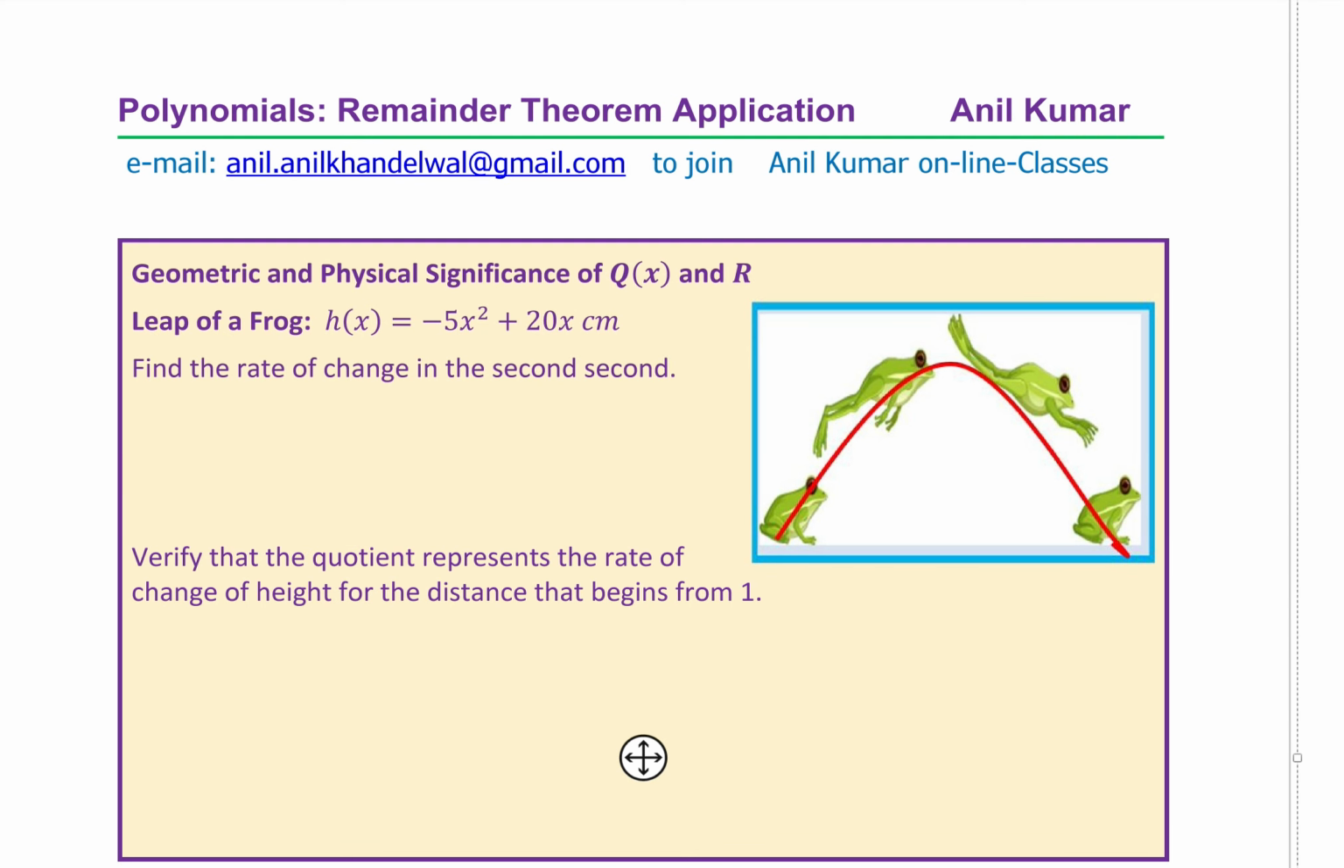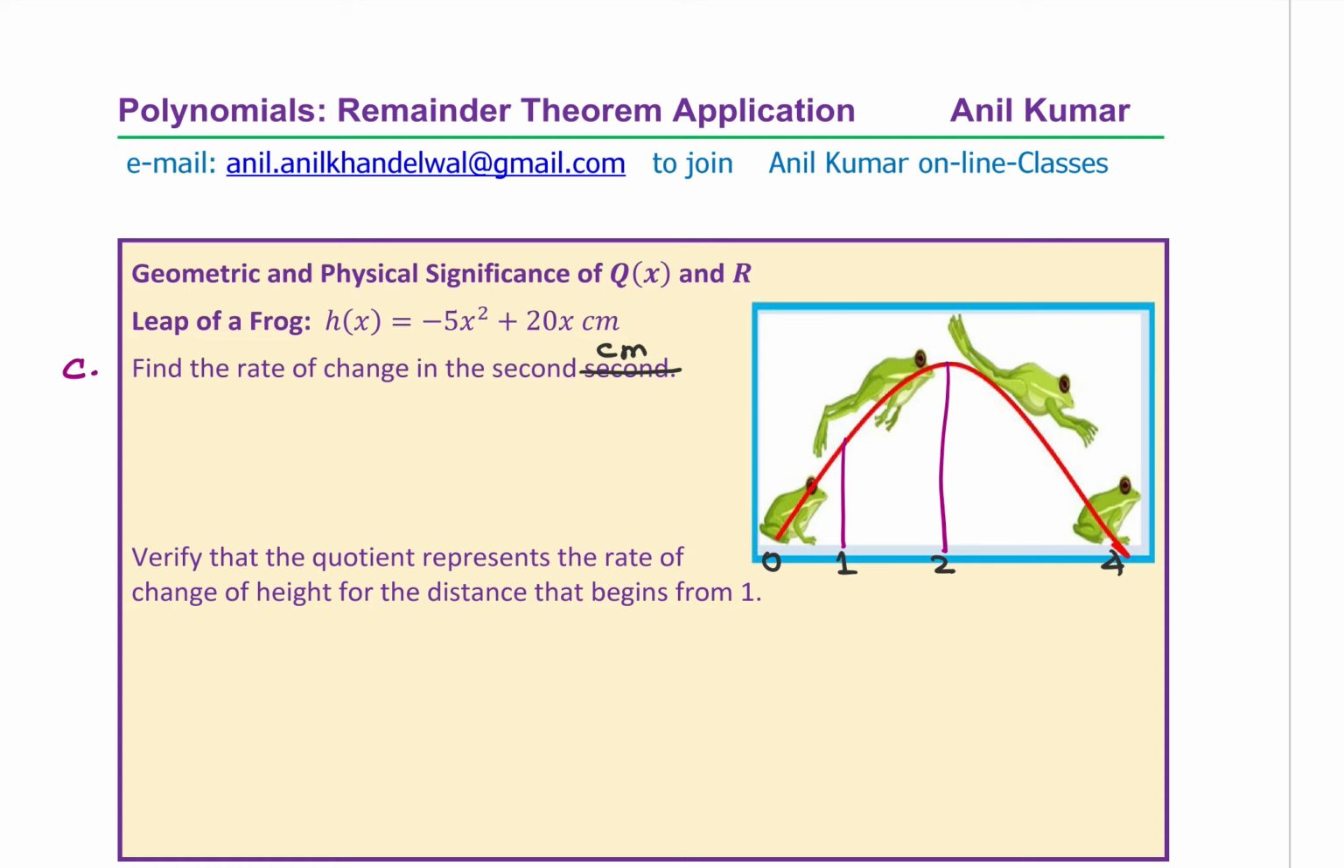So now part C is to find the rate of change in the second second. Now what does that mean? See, this is like the first second, right? And that is the second second. Do you see it? This is 0, that is 1, this is 2. And we know it landed after 4 centimeters. I should say second centimeter in this case, because we have taken length, not time. So second centimeter. Okay.